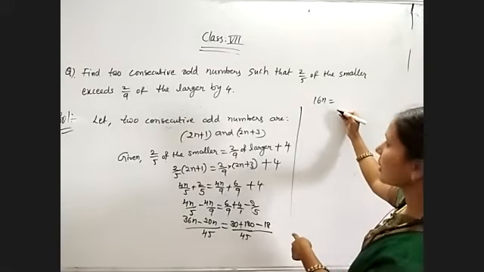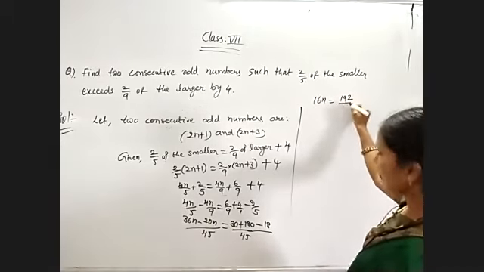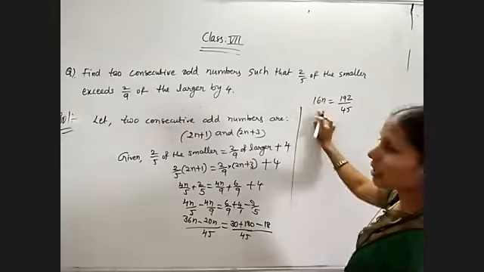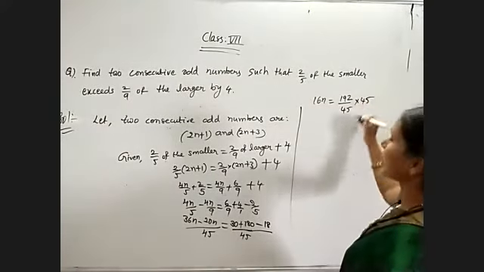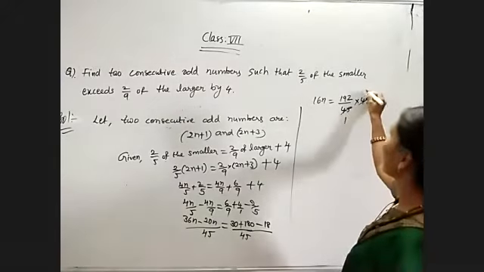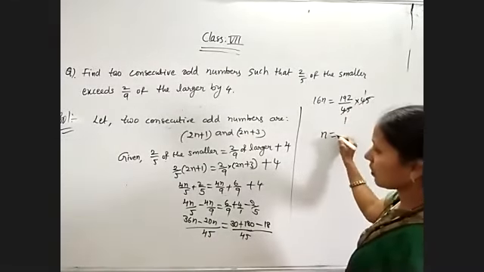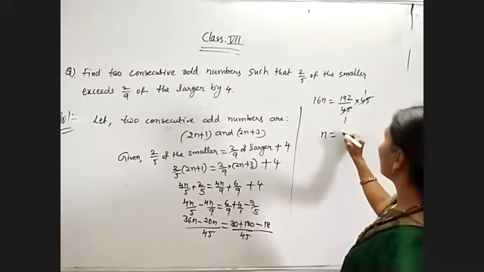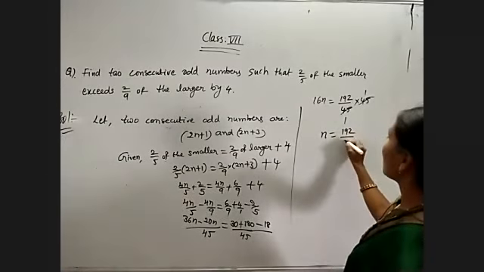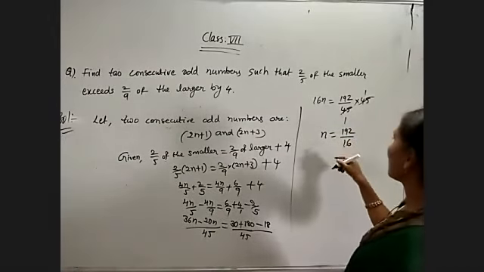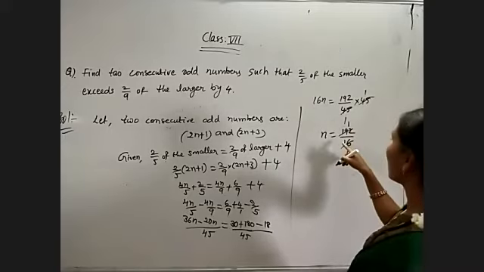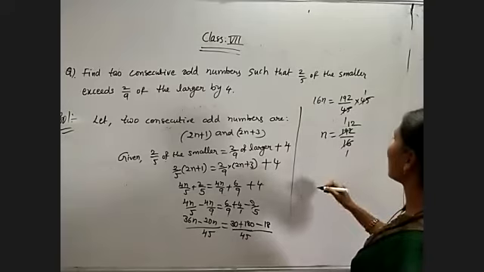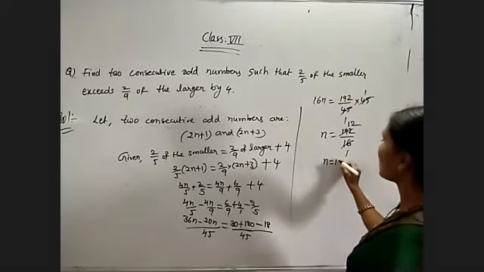210 minus 18 is 192 by 45. Here by 45 is there actually, so I am bringing this side, it will become into 45. 45, 45 will get cancelled. n is equal to 192 by 16. Here into 16, so 16 ones are 16, 16 twos are 32. n is equal to 12.